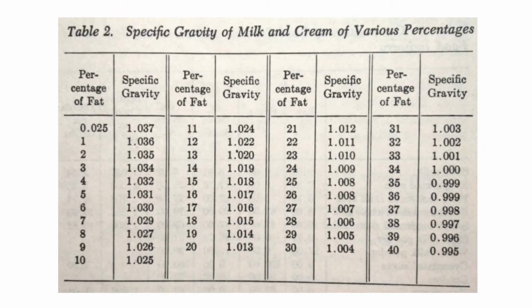Here is one table showing the specific gravity of milk and cream of various percentages. The first column is the percentage of fat, the second column is the specific gravity, and the third column is again the percentage of fat, then the specific gravity, and so on. At a fat percentage of 0.025%, the specific gravity is higher, that is 1.037. We know the specific gravity of water is 1. As the percentage of fat increases, 1, 2, 3, 4, the specific gravity of milk is reduced.